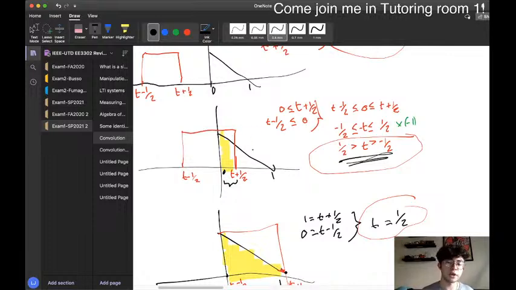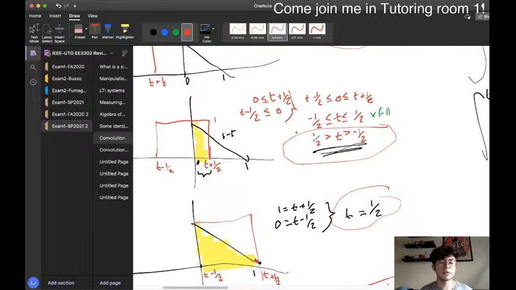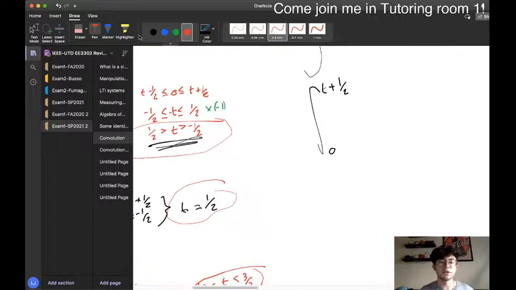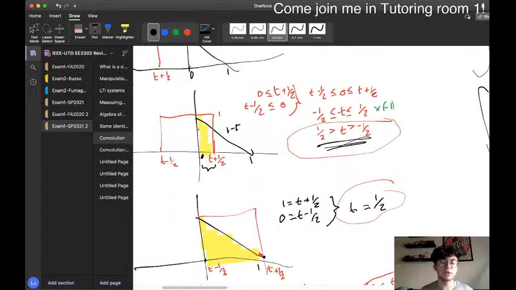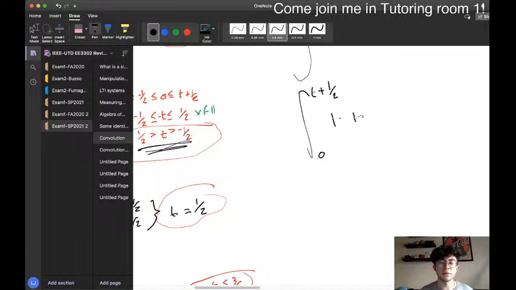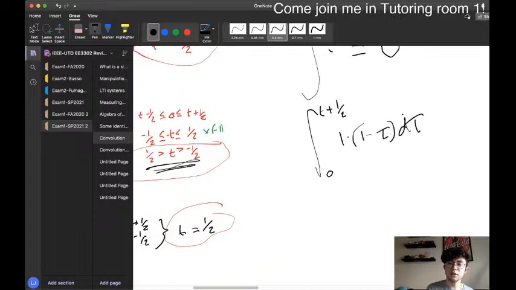So remember that this ramp is 1 minus t. Keep writing it wrong. And for everywhere it is defined, this rectangle is 1. So we get 1 times the behavior of our static function, so 1 minus t. Multiply those, d tau. Oh wait, our integral is in terms of tau, so that's what I'm going to do.